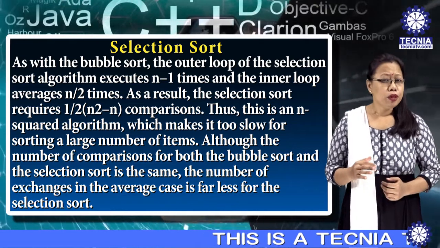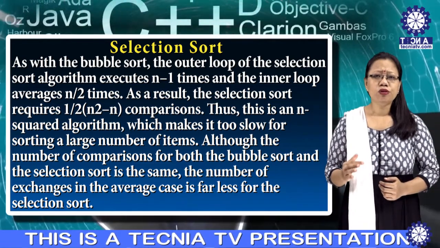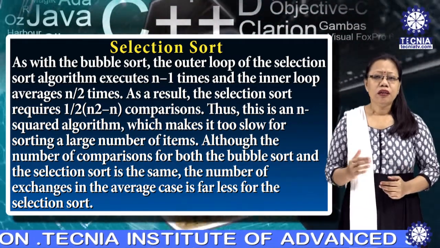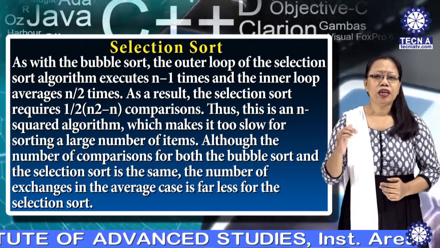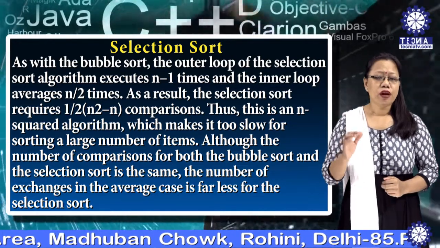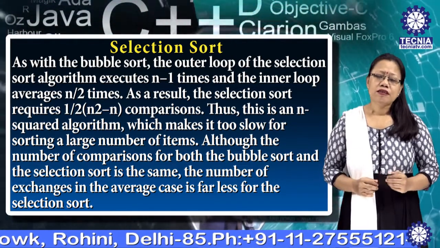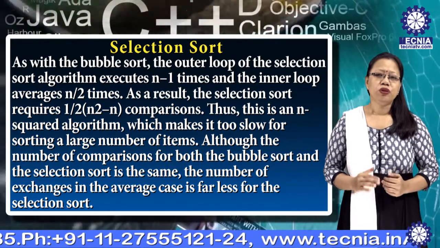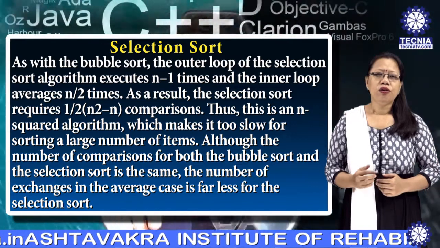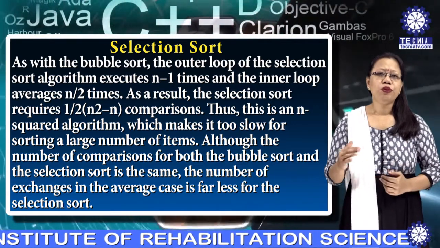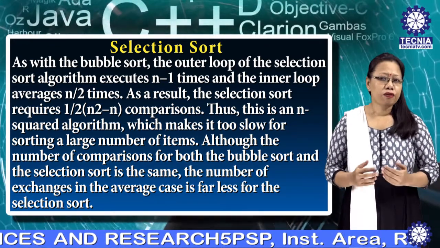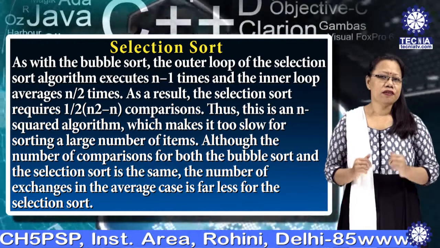As with the bubble sort algorithm, the outer loop of the selection sort algorithm executes n-1 times and the inner loop averages n/2 times. As a result, the selection sort requires half of n squared minus n comparisons. Thus, this is an n squared algorithm, which makes it too slow for sorting a large number of items. Although the number of comparisons for both the bubble sort and the selection sort is the same, the number of exchanges in the average case is far less for the selection sort.